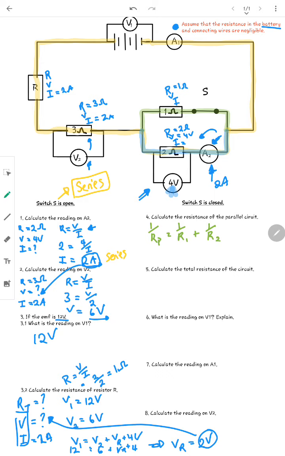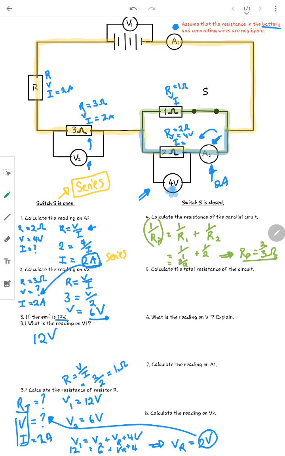But the other formula is not incorrect. It only works, however, for 2 resistors in parallel. So 1 over 1 ohm plus 1 over 2 ohm, and that leaves us with 3 over 2 ohm. But this is a value for 1 over our resistor in parallel. So we need to invert both the left and the right hand side. So it becomes resistance in parallel is equal to 2 over 3 ohm.